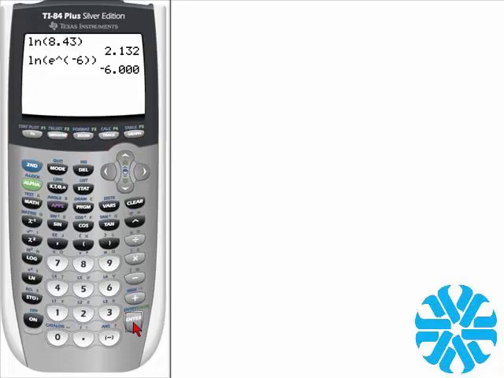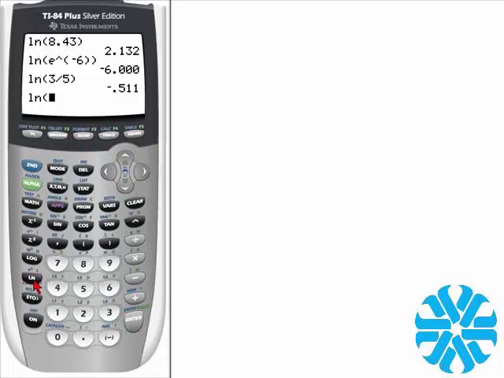So let's compute now the natural log, or the ln, of 3/5. So let's take the ln of 3 divided by 5. Now we will close the parenthesis and then hit enter. And once again, notice that all of our answers are to an accuracy of 3 decimal places because we set that in our mode. So once again, let's try to compute the natural log with a negative real number. Let's see what happens here.